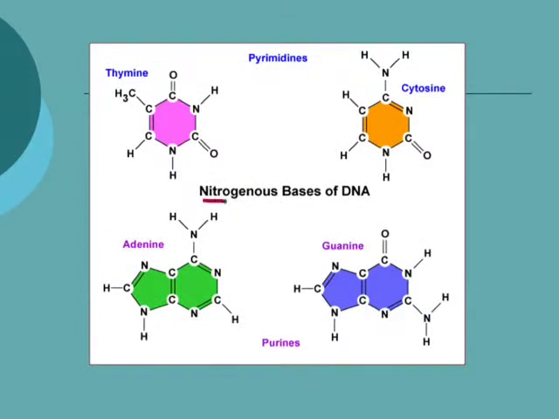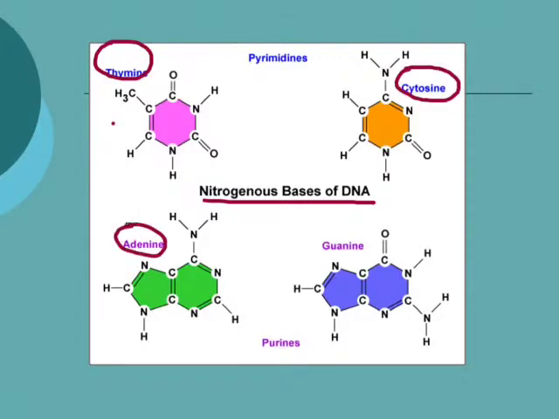So, nitrogenous bases of DNA. Here you have your thymine. This is what it looks like here. Cytosine, adenine, and guanine. Now I'm not going to make you look at the structure of these on a test and ask which one is this. I'm not going to make you do that.